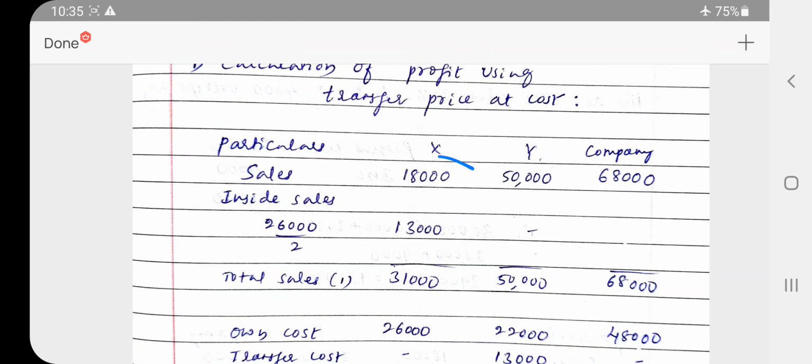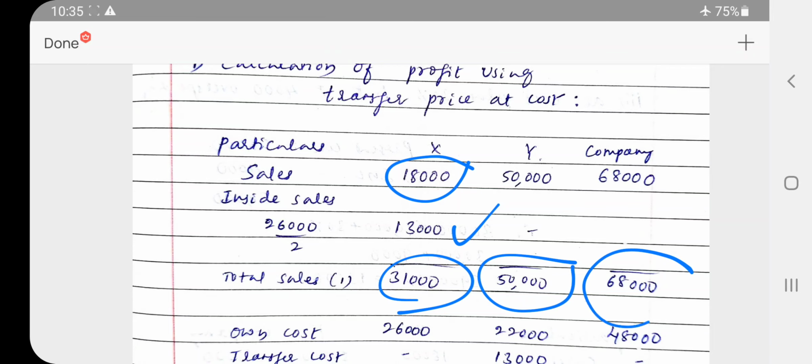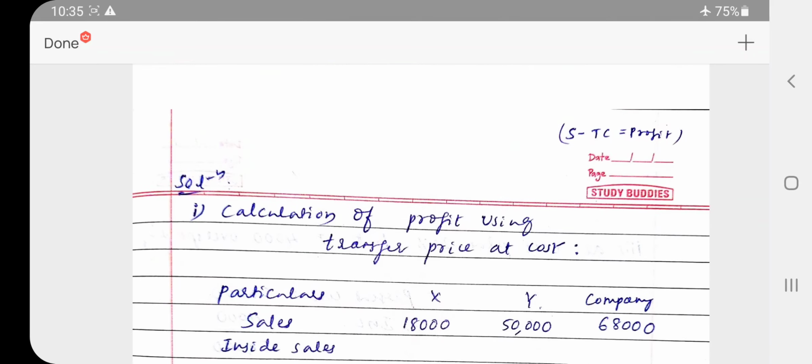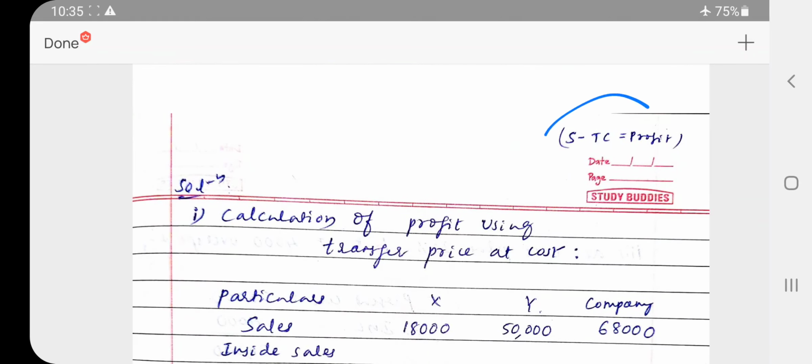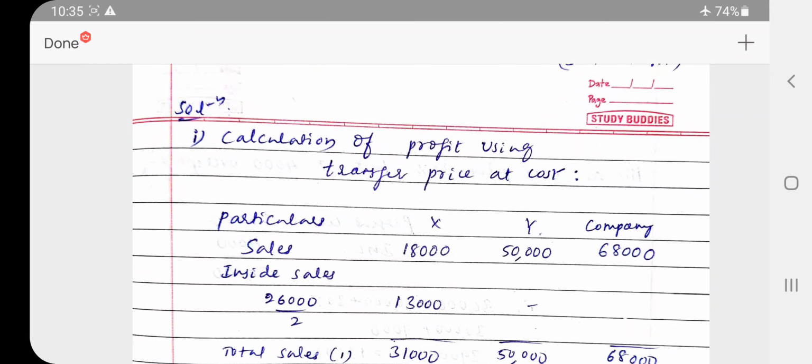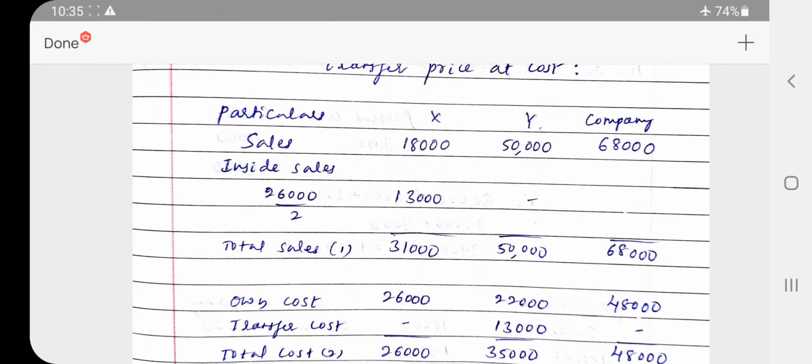So sales here, 18,000 and 13,000, which is half of 26,000, so we will get 31,000. For Y we will get 50,000, and the total for the company is 68,000. That will be the total sales. So try to understand. If you need to calculate profit, there is a formula: sales minus total cost equals profit. So sales we found, we need to calculate total cost, then we calculate 1 minus 2 equals profit.